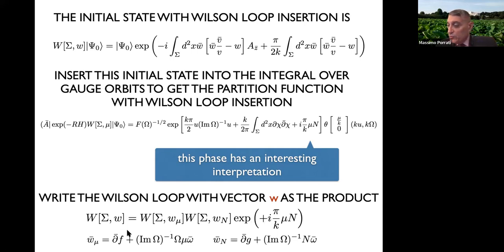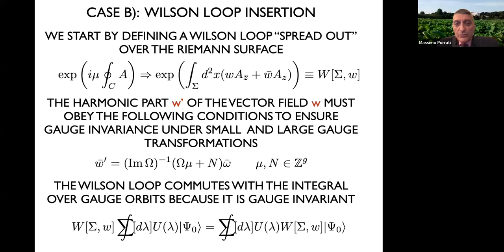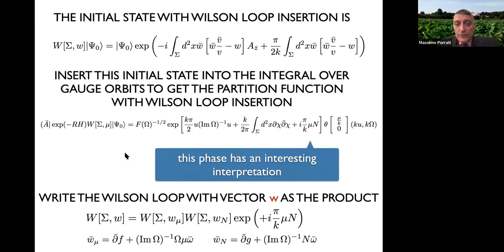Here I've written the two W's, W sub mu and W sub n. Actually, I've written the harmonic part of these W's, the part that is not the harmonic part being the exact part. So you see that essentially you have decomposed what before was a Wilson loop that had this exact part over here into two Wilson loops, where the mu-dependent harmonic part and the n-dependent harmonic part are two different loops.